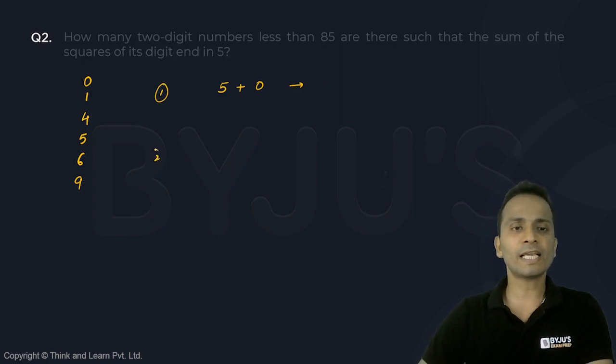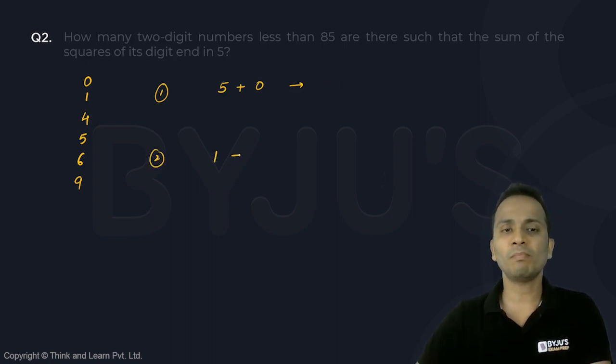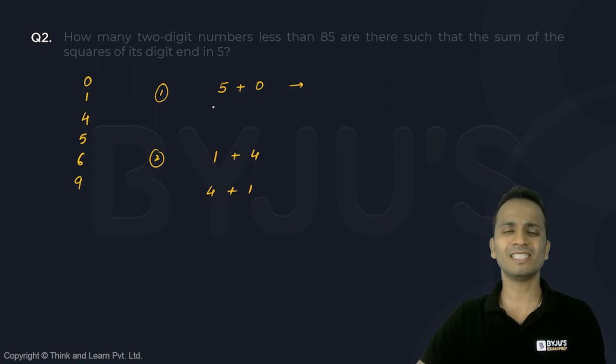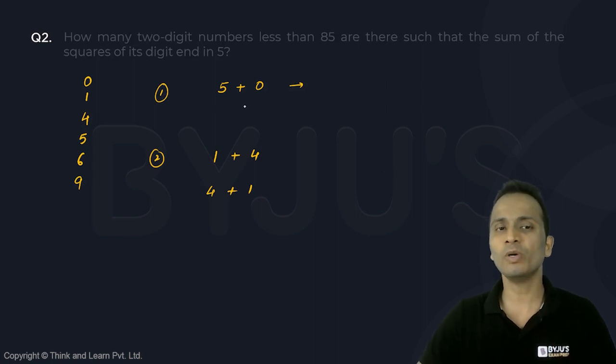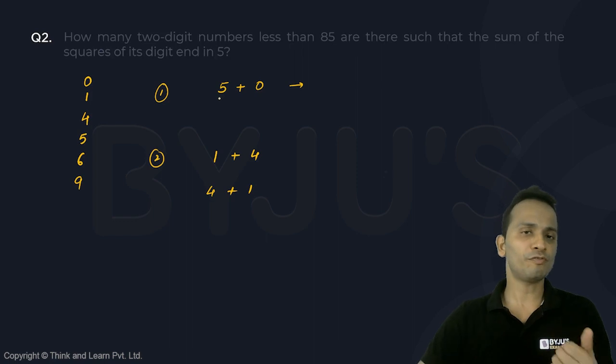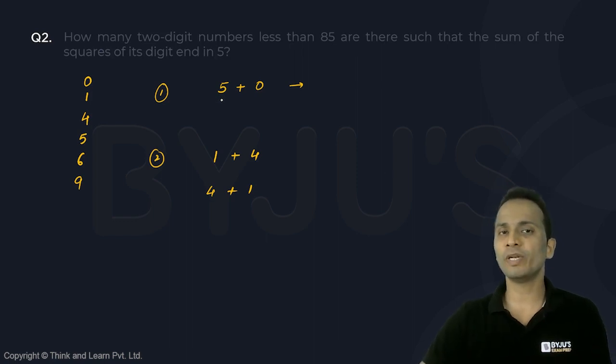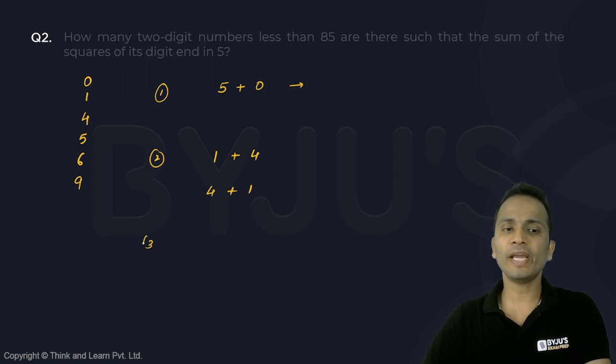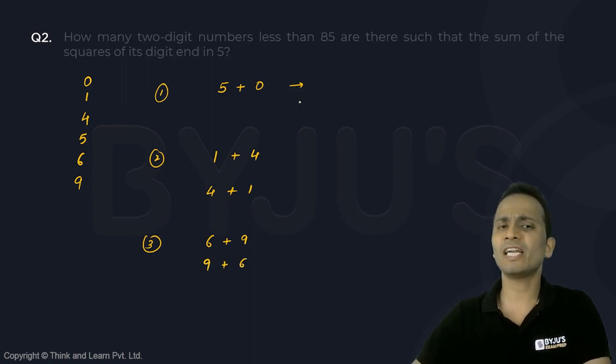Okay. Now the second possibility can be 1 plus 4 or 4 plus 1. Okay. I'll write both of them. In the first case, I have not written 0 plus 5 because 0, 5 will not be a two-digit number. Okay, fine. So 5 will come first. 5 will be the digit at the tens place, and then 0 will be at the units place. The third way it can be possible is 6 plus 9 or 9 plus 6. Alright, so these are different possibilities.